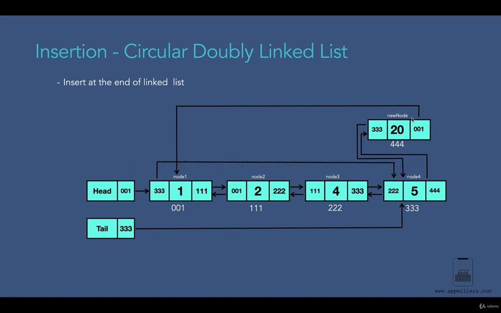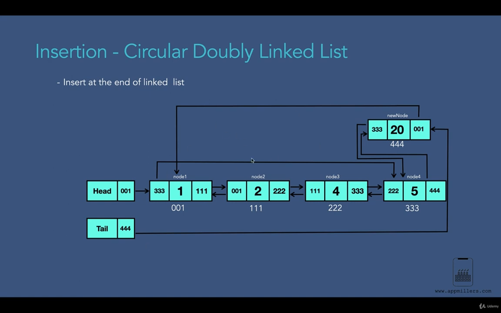Then, as this is going to be the last node, the tail has to point to this node also over here. Now the tail points to node 4, so we are going to update the tail reference to 444, which is the physical location of the new node. So with this, we are going to create a link between the tail and this new node, and the link between the tail and node 4 gets destroyed in this case.